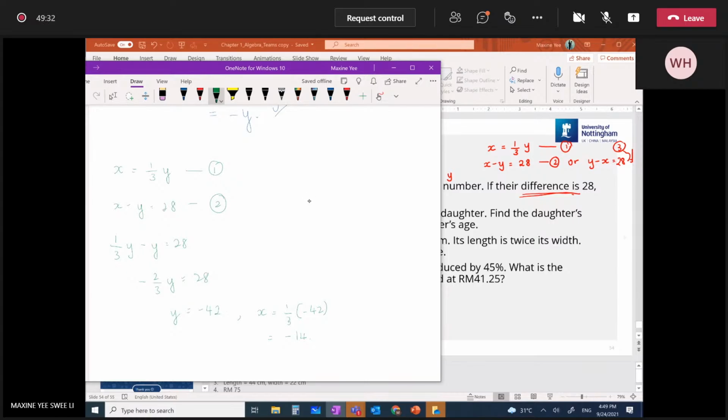But then you have another statement. You can say y minus x equals 28. So this will be our third equation. Again, you substitute x equals 1 over 3y in here, and then you will find that y equals 42 and x equals 14. Okay, two sets of solutions.